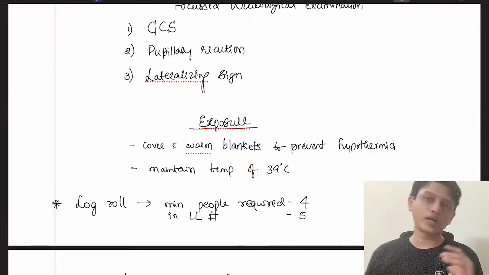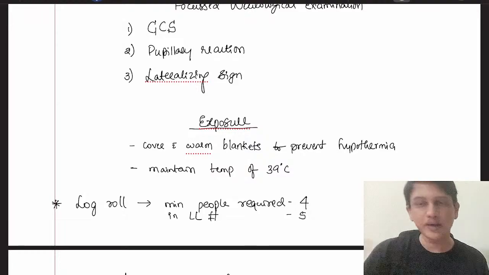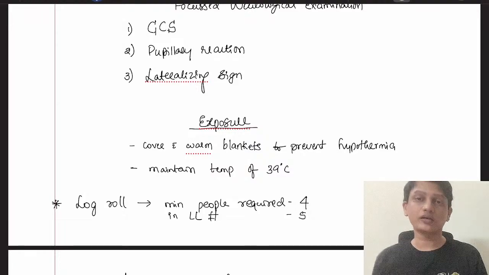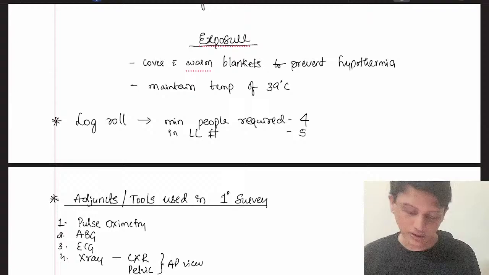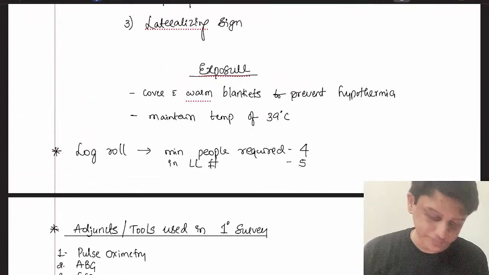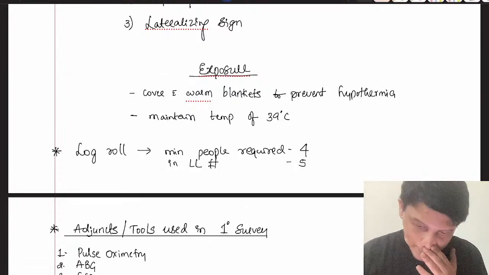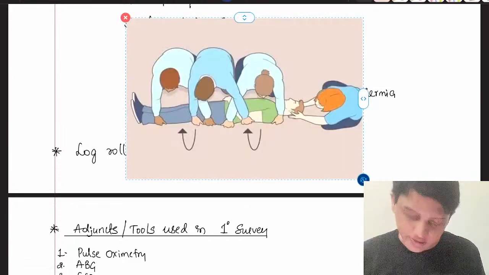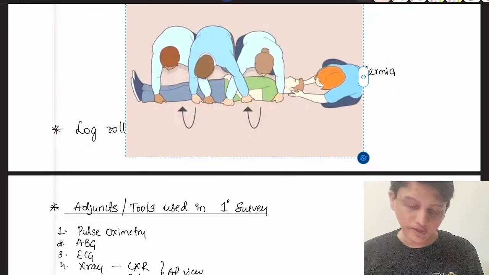You can't just push him to that side and see the back of the body. There is a technique to move him to the opposite side. That's called the log roll technique. See, this is the log roll technique where 4 members should be there, minimum 4 members.